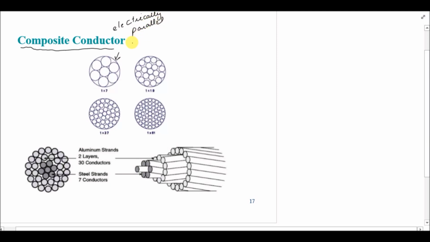When we were discussing the conductors that are used in overhead transmission lines, I talked about ACSR conductors, aluminium conductor steel reinforced, and we wrote 24/7 in front of it. I told you that 24 is the number of aluminium strands and 7 is the number of steel strands. So this ACSR conductor is actually a composite conductor, and usually we have steel strands for strength increment.